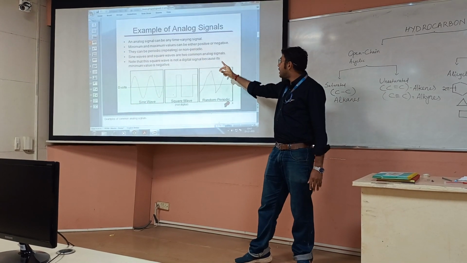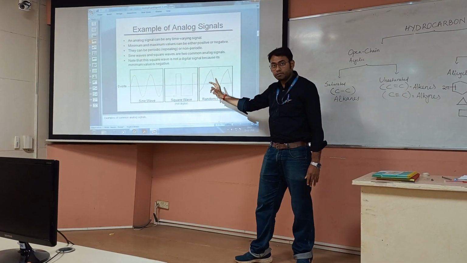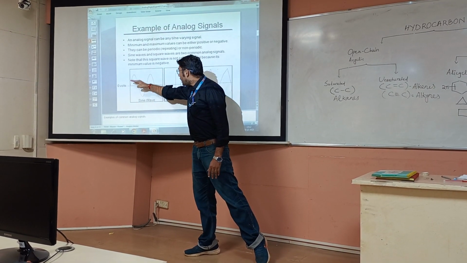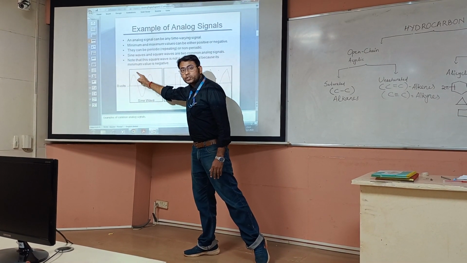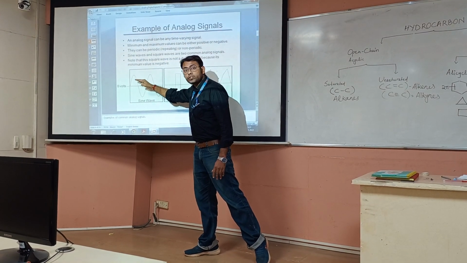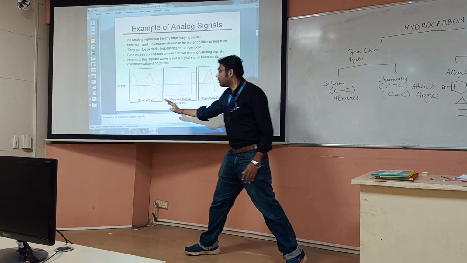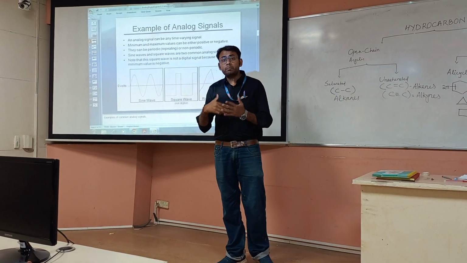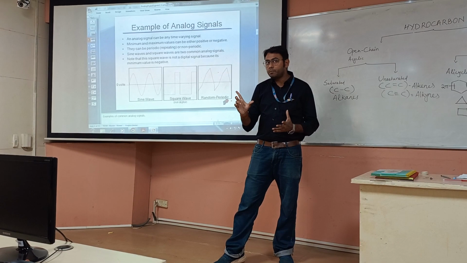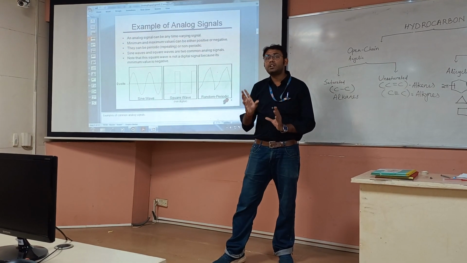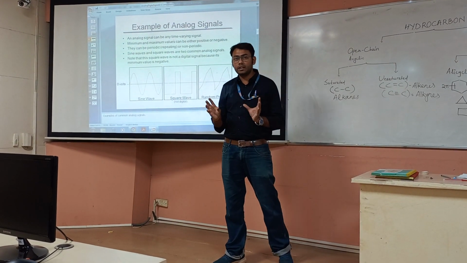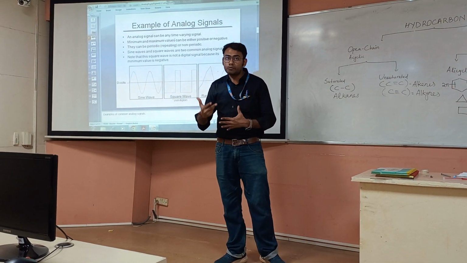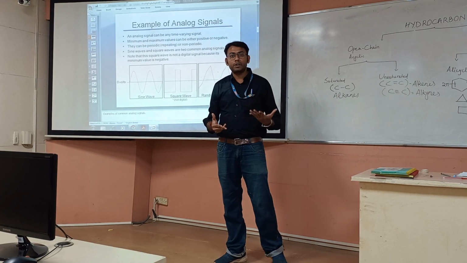Minimum and maximum values can be either positive or negative here. The maximum values lie above the 0 volt line, so they are positive. And the minimum value can be negative because it lies below the 0 volt line. They can be periodic or non-periodic in nature. Periodic means it repeats after certain intervals of time, and non-periodic means it does not repeat after certain intervals of time. However, non-periodic signals can be converted into periodic form in some ways.